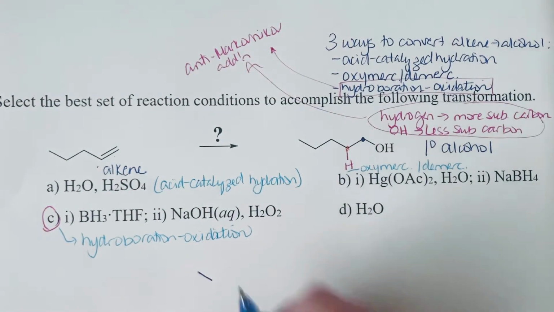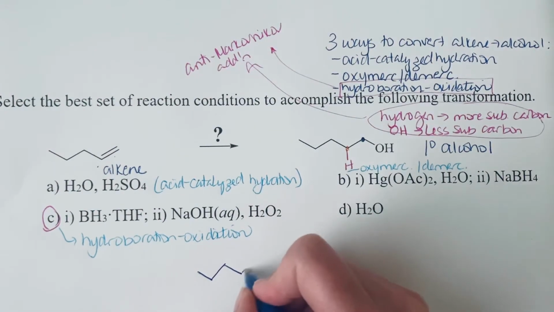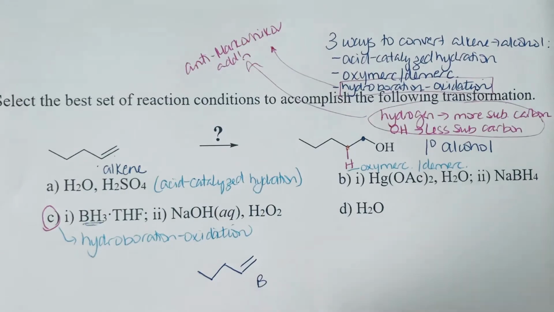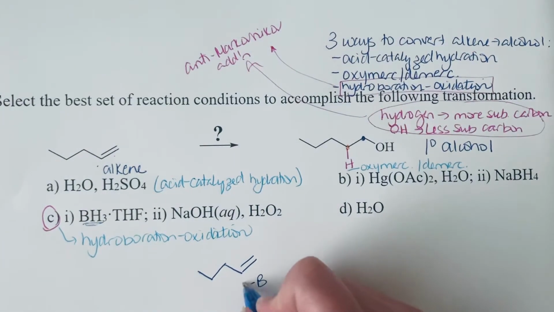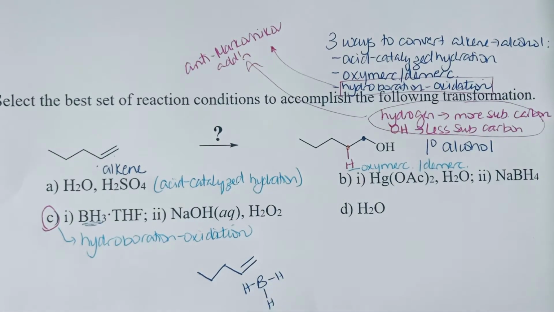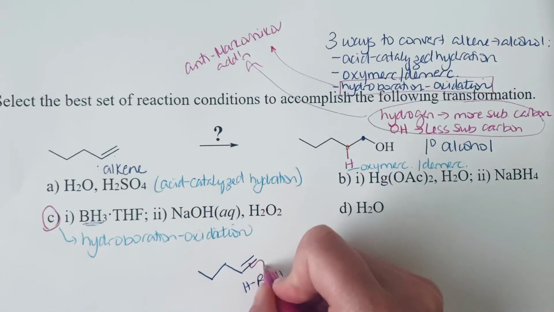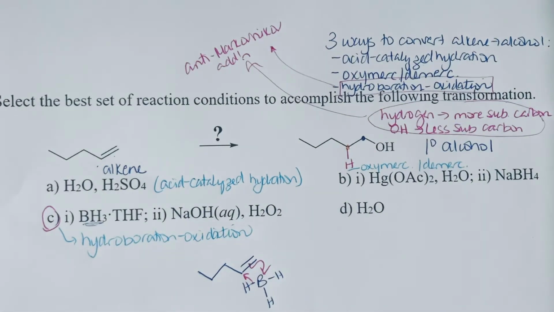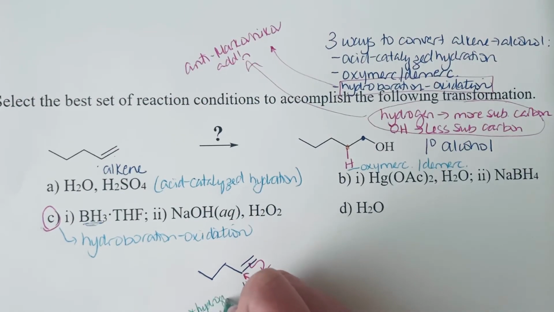This is not a mechanism that we drew the whole thing for, but if we look at least at the first step, which is where you add your BH3, we may be able to explain why this is adding anti-Markovnikov. We have our boron, which is actually the electrophile, and here is the H3. Boron is your electrophile because it's electron deficient. And so the alkene will attack that boron. The hydrogen is actually being added as a nucleophile. That's how we can reverse where it's being added. So the hydrogen is added as the nucleophile.